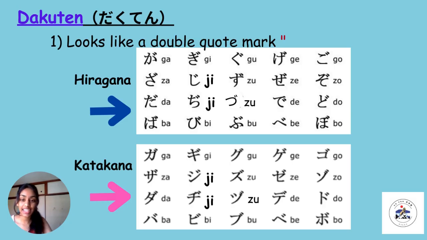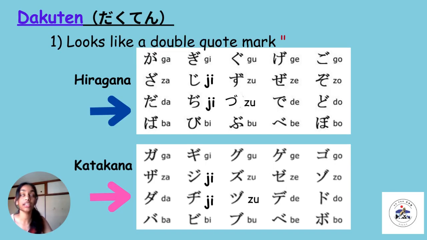Alright guys, let's get into our first topic, dakuten. So dakuten looks like a double quote mark. And on the top you can find the hiragana alphabet and on the bottom the katakana alphabet. So we only use dakuten in the ka section, sa section, ta and ha section. So ka ki ku ke ko changes to ga gi gu ge go. Sa shi su se so changes to za ji zu ze zo.